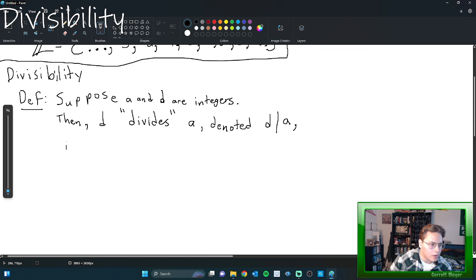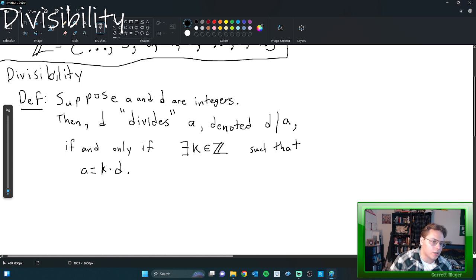If and only if there exists an integer k. So if you remember this there exists symbol from that video, that's a quantifier that just says there exists some integer k such that A equals k times d. So this formalizes the definition of divisibility.